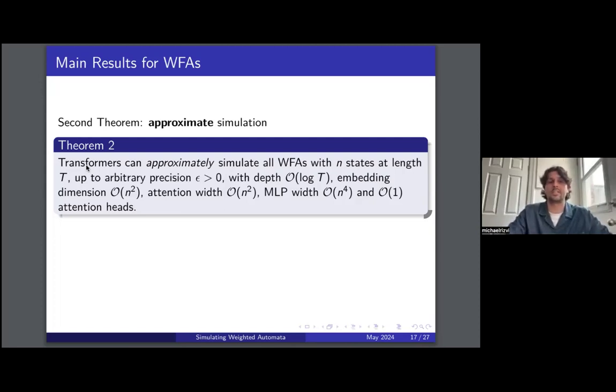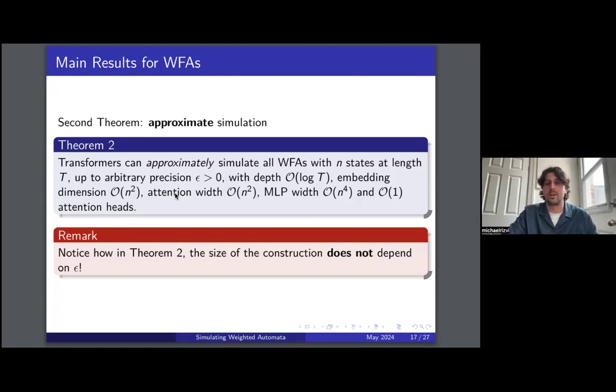And the result that we have is that we can approximately simulate any WFA with n states at some maximum length t up to some arbitrary precision with a logarithmic number of layers, quadratic embedding dimension in the number of states, quadratic attention width in the number of states, n to the 4 for the MLP width, and O(1) for the attention heads. So basically, you give me some WFA, some maximum sequence length t, and some epsilon, and I can guarantee you this construction with these numbers of parameters.